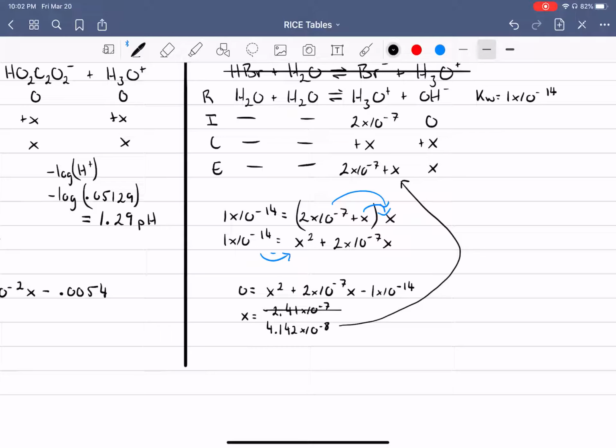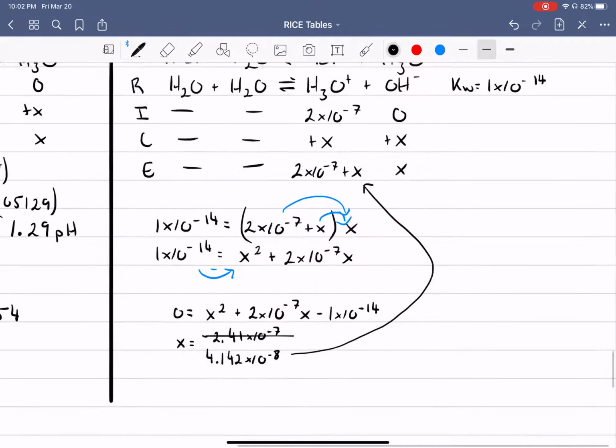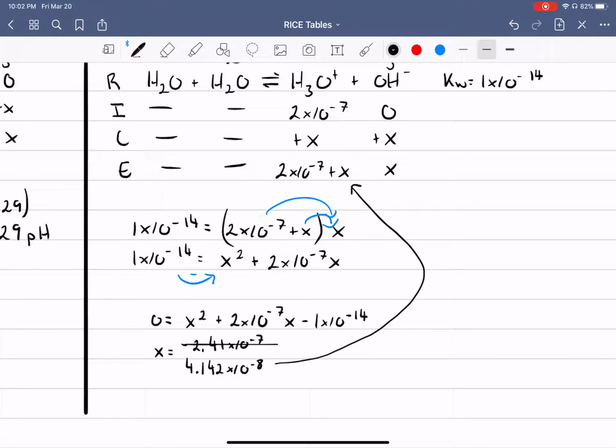acid concentration. So just remember, we have the concentration from the HBr, the very dilute HBr, plus the autoionization of water. And that's going to be our total acid concentration. So you should add those together. So 2 times 10 to the negative 7th plus 4.142 times 10 to the negative 8th. Put brackets around it if you want.